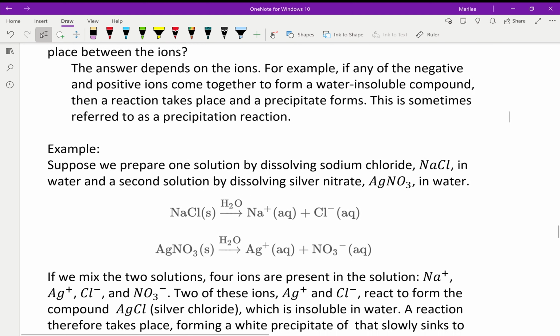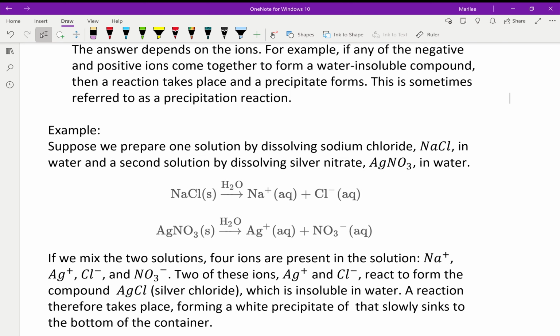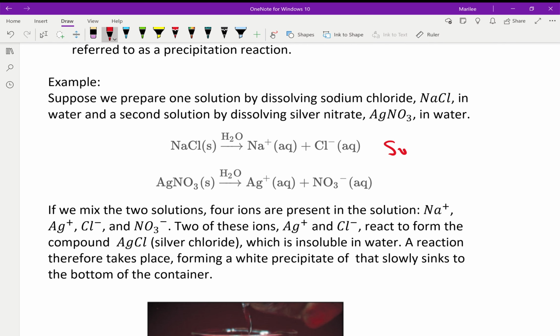So let's do an example here. Suppose we prepare one solution by dissolving sodium chloride, NaCl, in water, and a second solution by dissolving silver nitrate, AgNO3, in water. So here is solution 1, solution 2. We're going to mix these 2 solutions together and see what happens. If we mix the 2 solutions, our 4 ions, which are Na plus, Cl minus, Ag plus, NO3 minus, are going to be in one place.